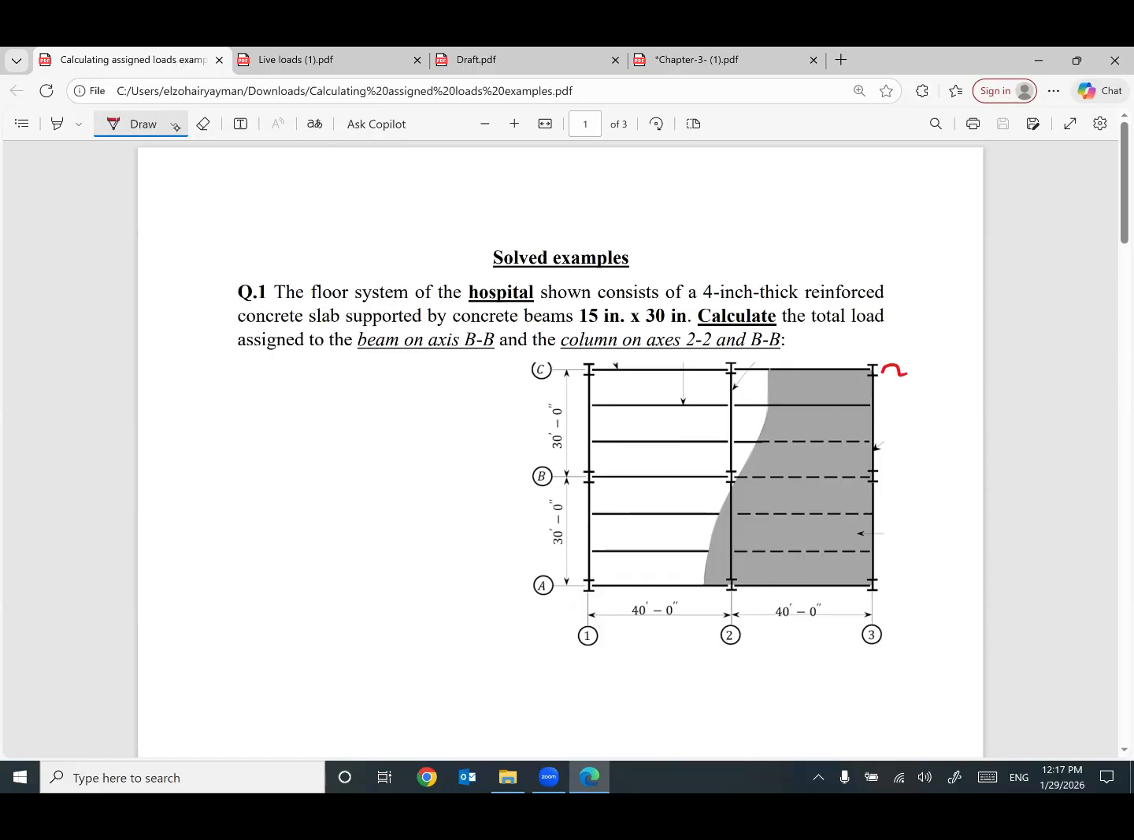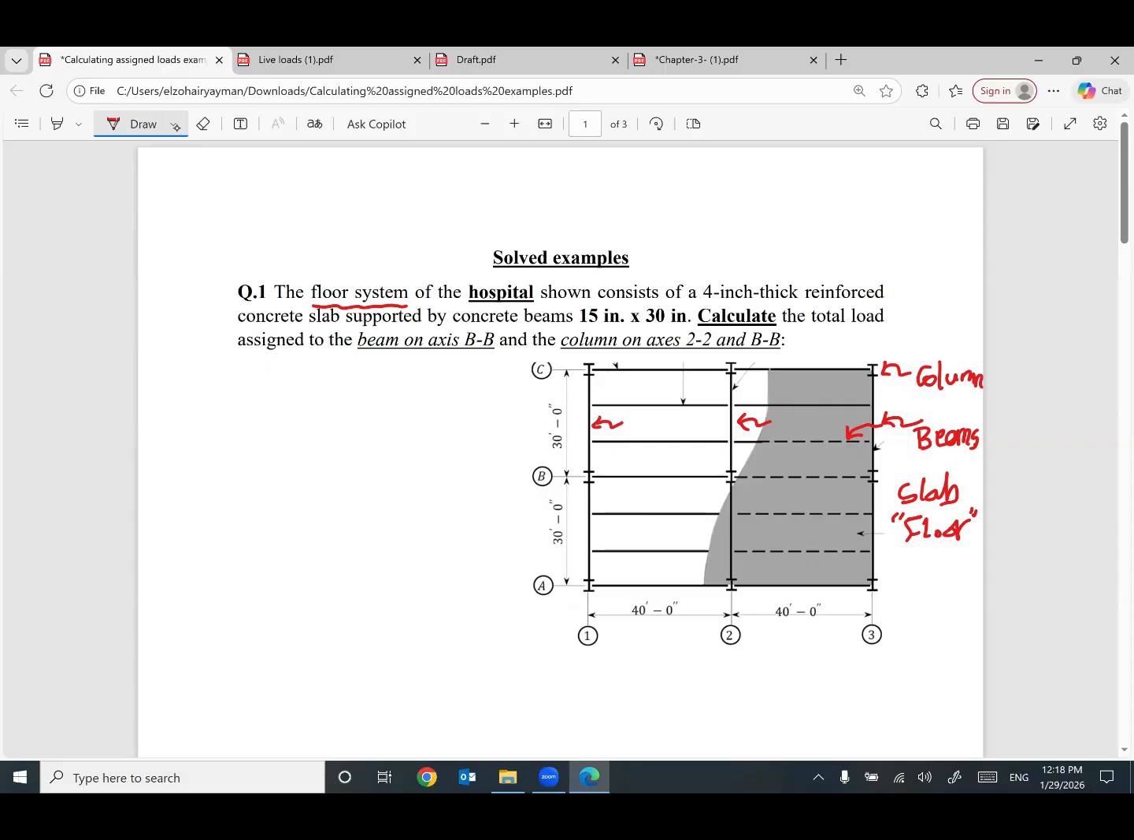This label will represent a column, and this line as well as this line, as well as this line, as well as this line, or these lines represent something called beams. And the area covering the whole floor system is the slab or floor.